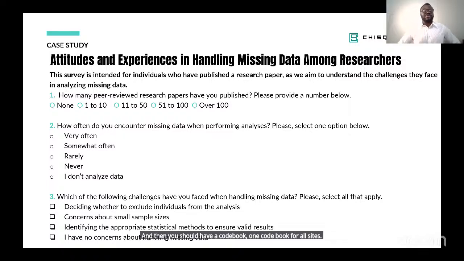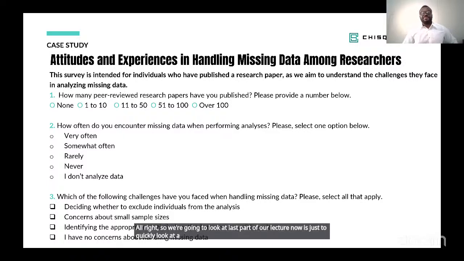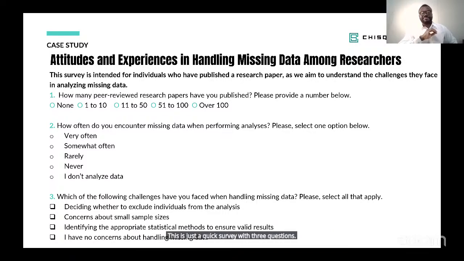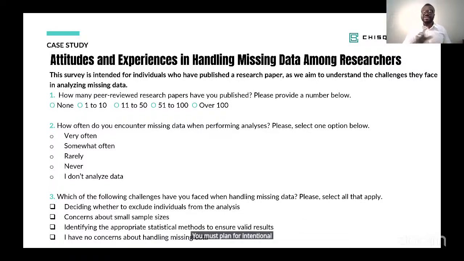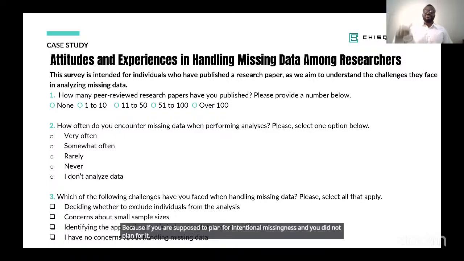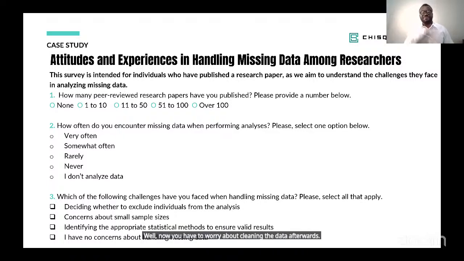All right, so the last part of our lecture now is to quickly look at a case study. This is just a quick survey with 3 questions. The idea is to look at how, when we're setting our questions, we can plan for missingness. Because remember, we said there's intentional and unintentional missingness. You must plan for intentional missingness so that you don't get bad data, right? Because if you are supposed to plan for intentional missingness and you did not plan for it, well, now you have to worry about cleaning the data afterwards, and then all manner of errors start appearing.